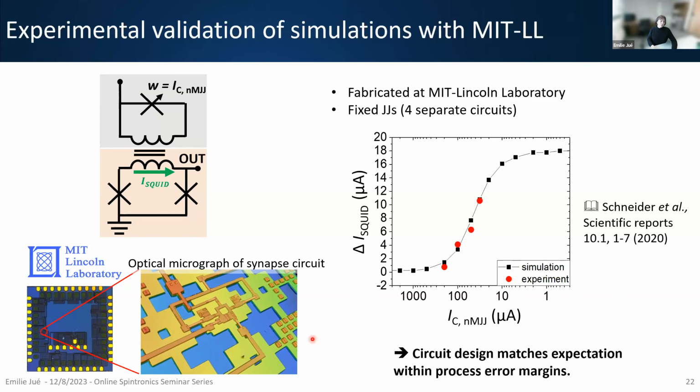So here is a picture of the circuits when they came out of the foundry. And we can measure this circuit where we measure again the variation of the current flowing through the squid loop as a function of the critical current of the Josephson junction. And what we observe here is that we have a very good match between our experiments and our simulations. So this result is important for us because it tells us that we can trust the numbers that we obtain with our simulations.